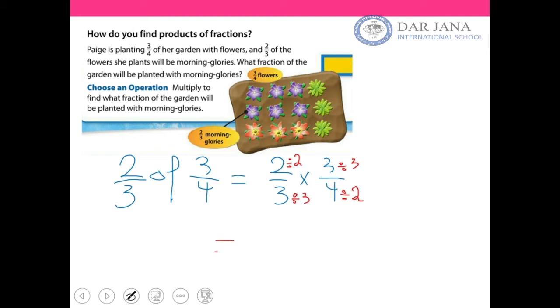I will rewrite both fractions. 2 divided by 2, it's 1. 3 divided by 3, it's 1. Times 3 divided by 3, it's 1. 4 divided by 2, it's 2. Okay? And then I will multiply numerator by numerator and denominator by denominator. So it's going to be 1 times 1 is 1, and then 1 times 2 is 2. And the answer is half.